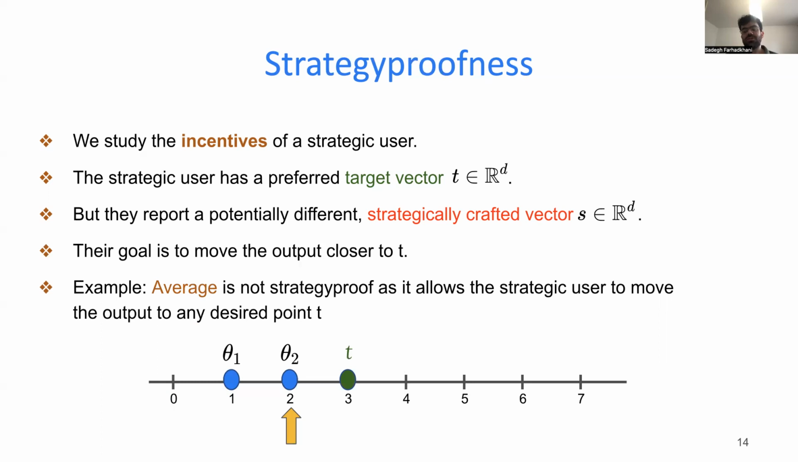Now, if the strategic user behaves honestly and reports 3, the output of the average is going to be 2, which is not ideal for the strategic user because there is a distance between the output and their target vector. But if the strategic user lies and reports 6 instead of 3, the output of the average will be exactly equal to 3, which is exactly the target value of the strategic user. Therefore, the strategic user can actually gain by lying and misreporting their value, which means that averaging is not a strategyproof mechanism.